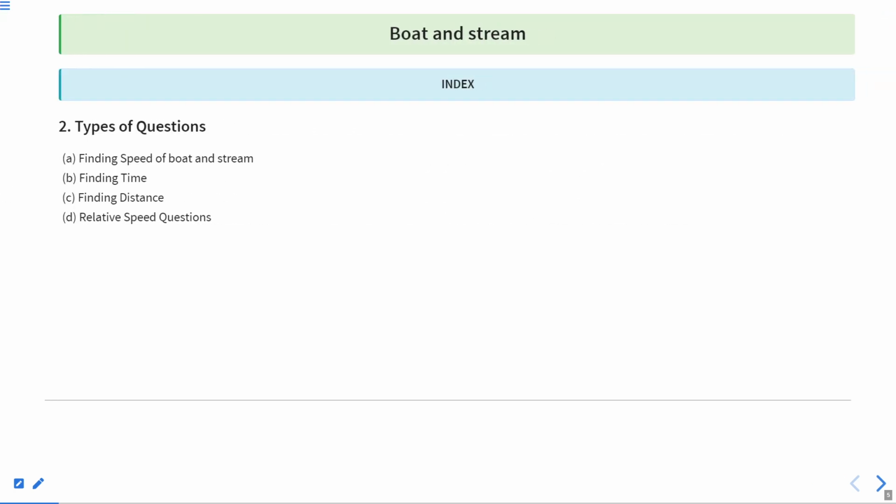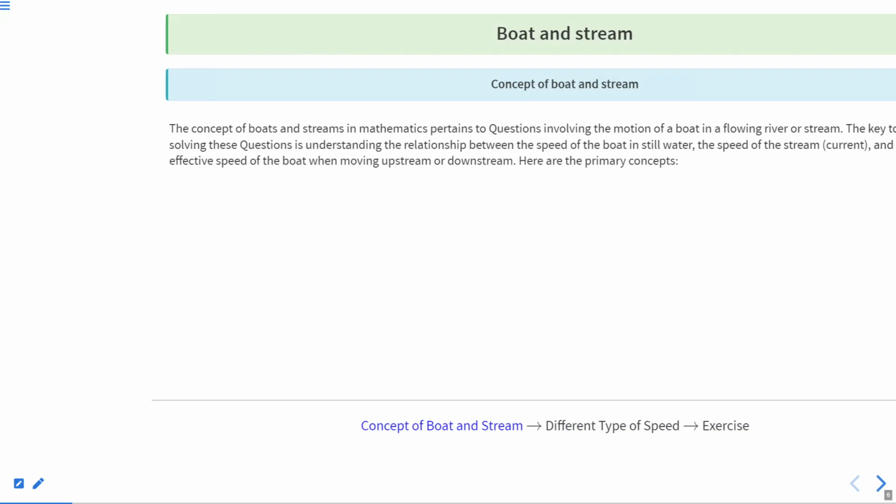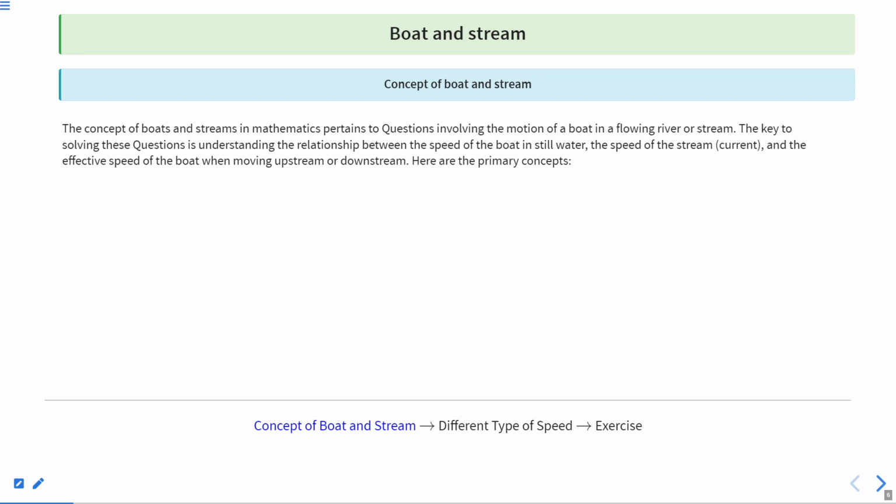So what kind of questions are asked in this topic? The question can come up like find the speed of boat and stream, or find the time taken, find the distance, relative speed question. So these are some types of questions that can be asked based on this topic. So let's start.